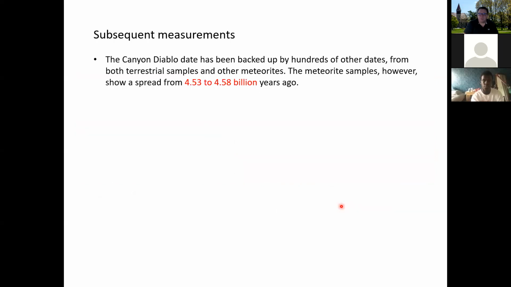And to give you an example on this one, the Canyon Diablo meteorite was important and is still used today as a standard for comparing the geochemistry of various meteorites.